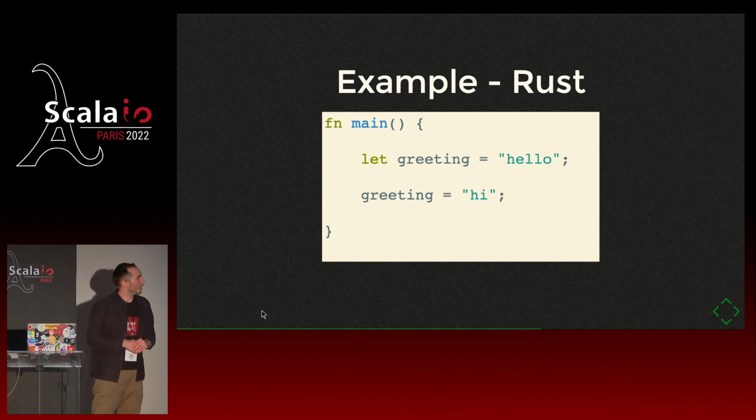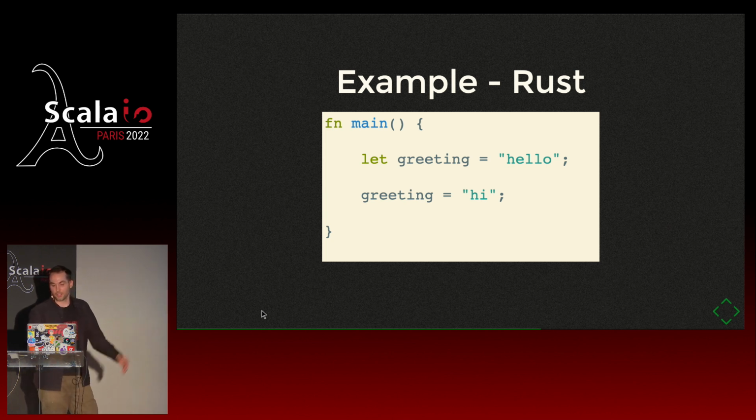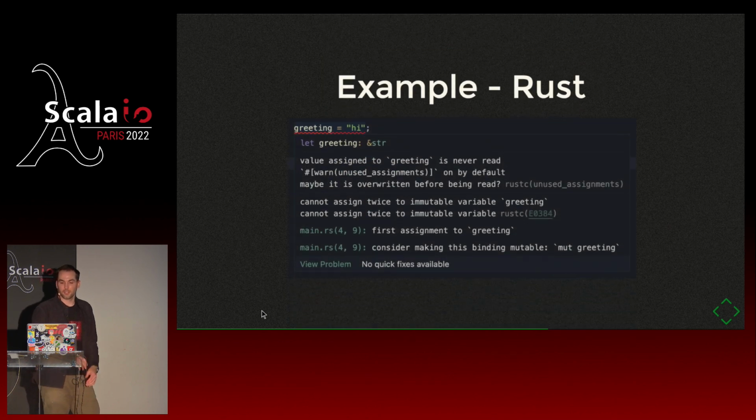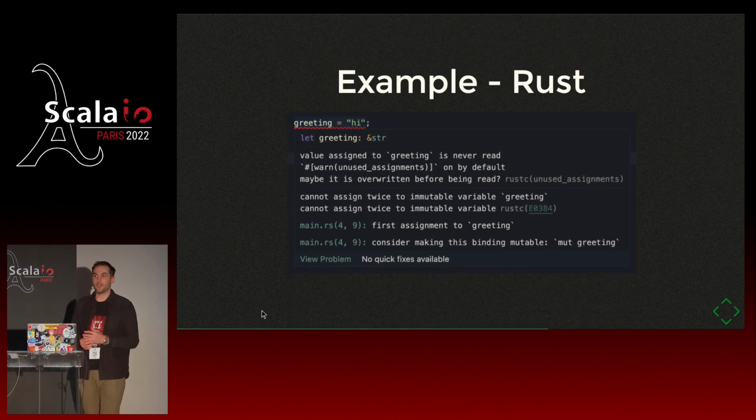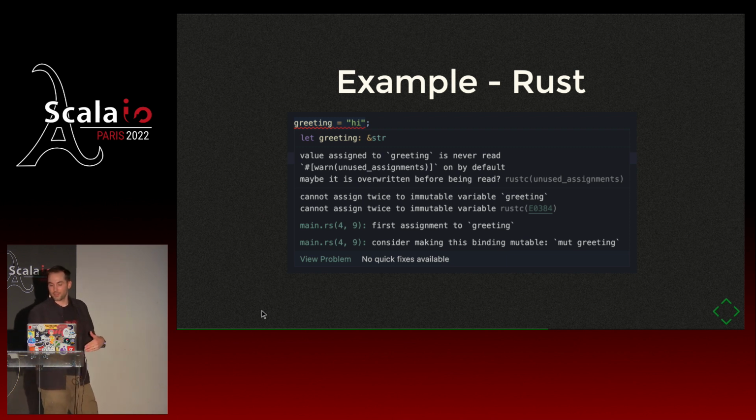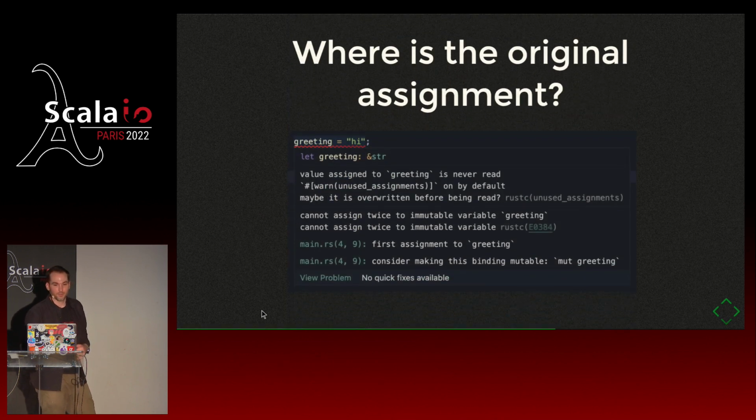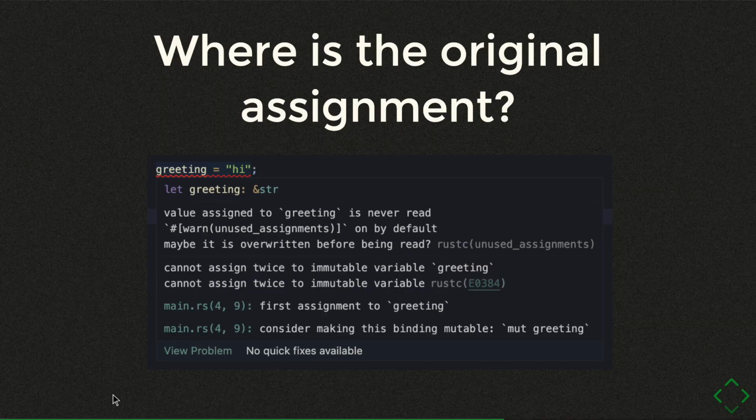Here's Rust. Again, you don't have to really know Rust to understand the code. It's the same exact code that we had in Scala. And let's look at the error message that Rust gives you. And we'll notice quite a bit of different things right away. And let's look back at the questions that I just asked you. So where's the original assignment is the first question we asked ourselves.